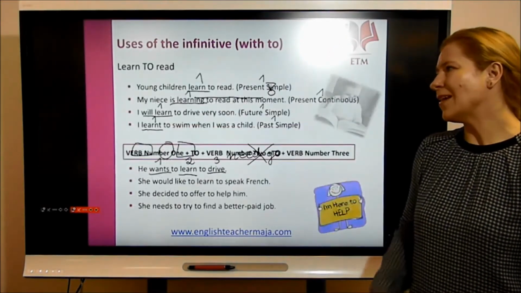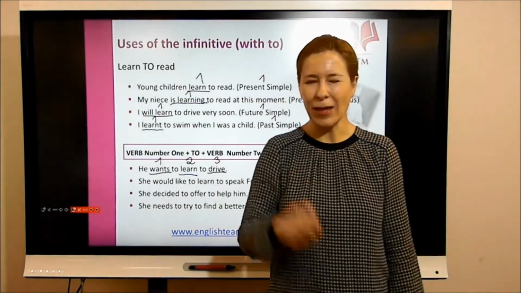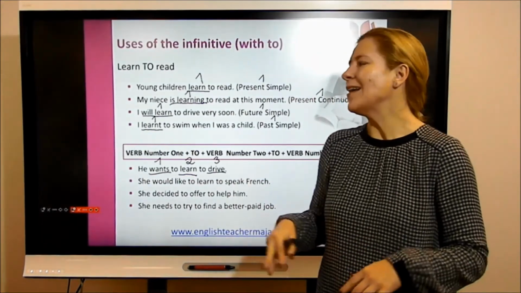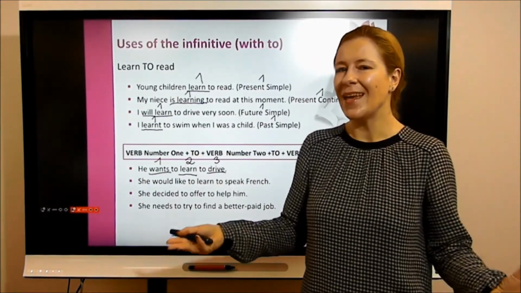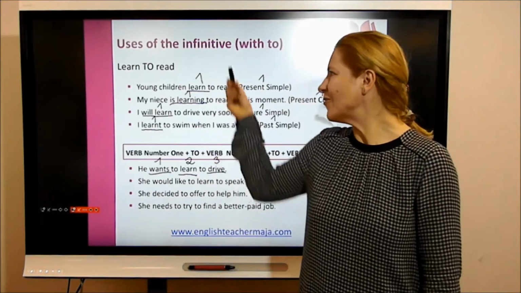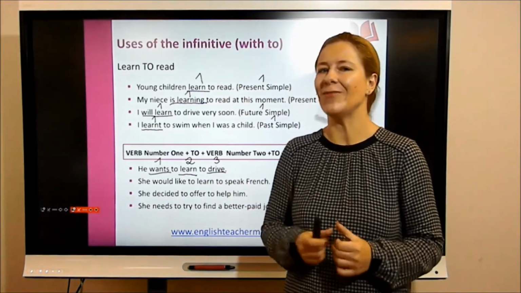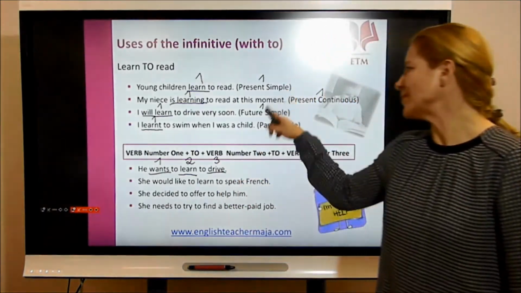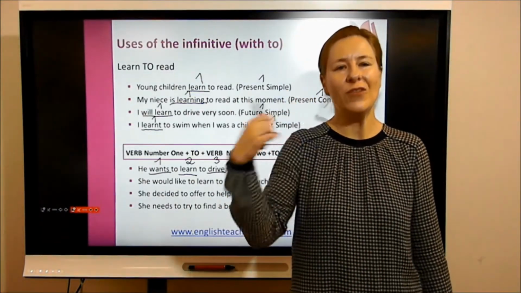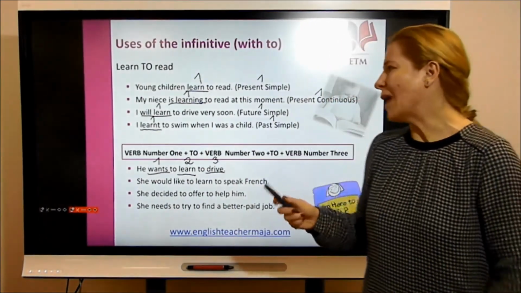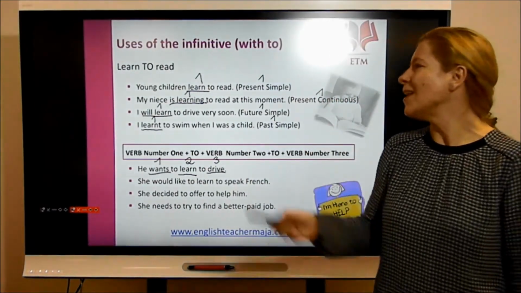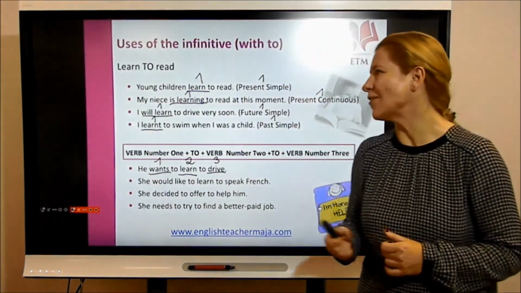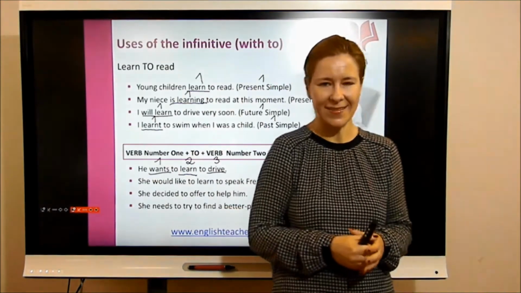Okay, now something very important, and I would like you to pay attention to what I'm saying at this moment. So now what about tenses? Do we use tenses if we want to use the infinitive with to? Yes, you can use any tense you want to. So you could use present simple, present continuous, future simple, past simple. But you need to apply tenses when it comes to the first verb in the sentence, okay? So let's have a look at 4 sentences, okay?